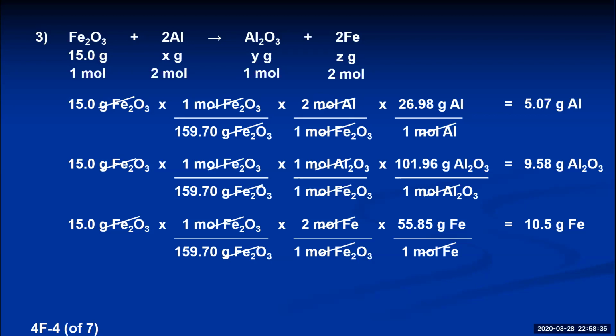Problem number 4. Ammonia can be produced by the reaction of nitrogen gas with hydrogen gas. Calculate the mass of ammonia that would be produced when 750 grams of nitrogen gas reacts with 350 grams of hydrogen gas. So the equation here is going to be the reaction of nitrogen with hydrogen, and they're going to be forming ammonia, which is NH3. Hydrogen's diatomic, so it's H2, nitrogen's diatomic N2, and the product is NH3.